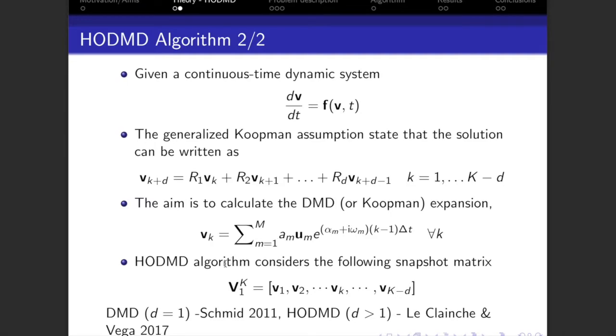The HODMD algorithm considers the following snapshot matrix. The method considers only two steps. First, a singular value decomposition is applied to the snapshot matrix and then the DMD modes are computed. When d is equal to 1, we have the classical DMD algorithm, and when d is bigger than 1, we have the high-order DMD algorithm.